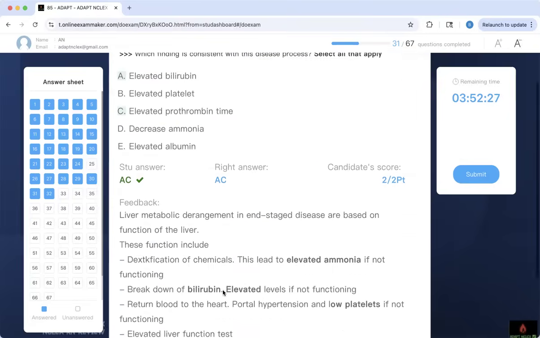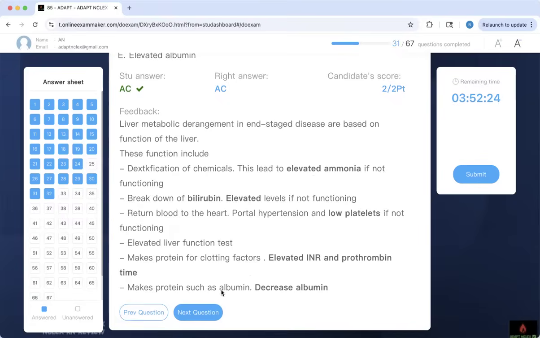So A and C are the right ones. All the rest is negative. You can stop the video and let me know what you think. You can put it in the comments.